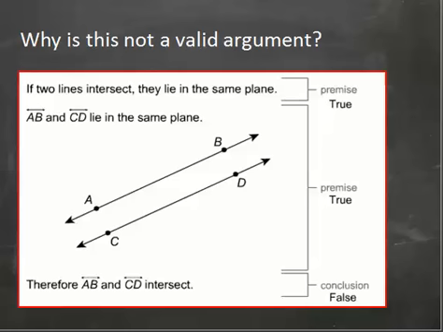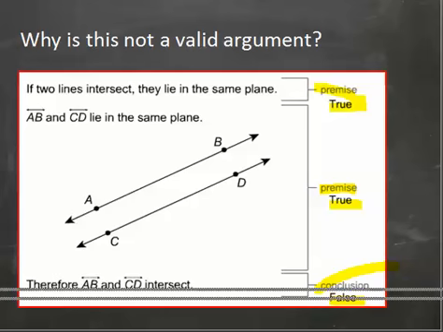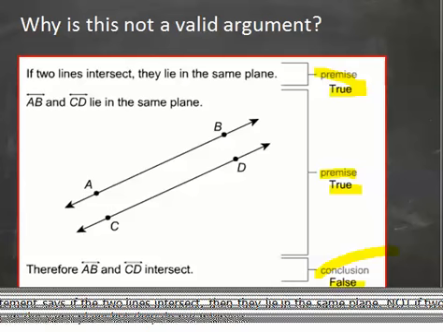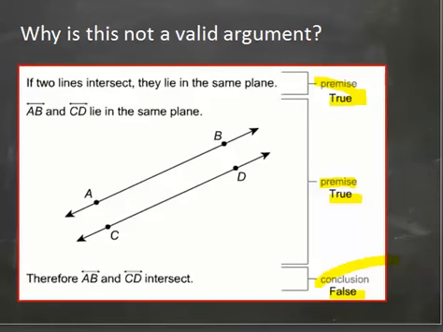Then if you look at this one, it says, why is this not a valid argument? If you notice, I've got a premise that is true, another premise that is true, but then I have a conclusion that is false. It says the conclusion is false because the statement is: if the 2 lines lie in the same plane, then they intersect. Lines AB and CD are in the same plane, but they do not intersect one another.